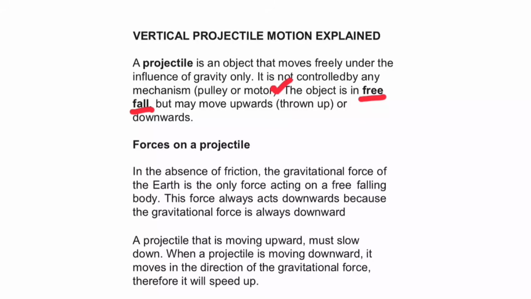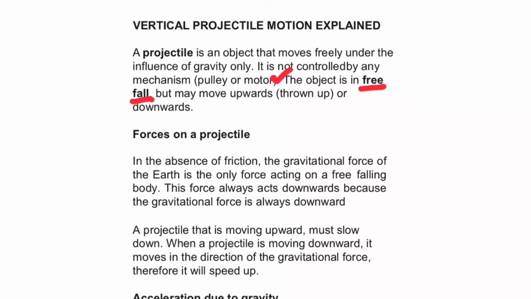So projectile is an object that has been given an initial velocity and now moves under the influence of gravitational force only, while free fall is the motion of an object of which the only force acting is gravity. So that is the difference between projectile and free fall, okay? Any object that is a projectile is in free fall, is falling freely, right? It is only being influenced by gravitational force.